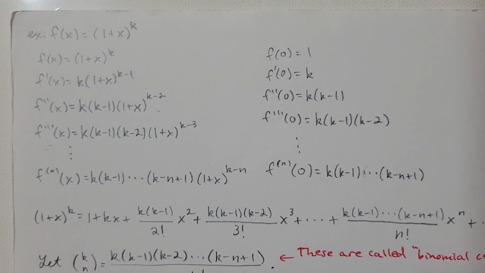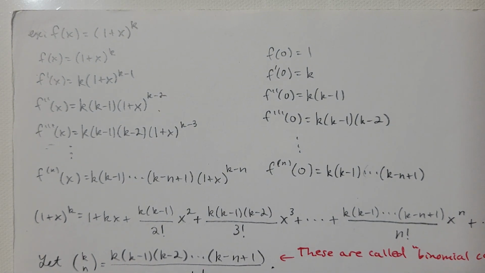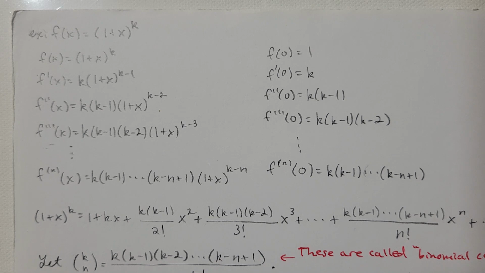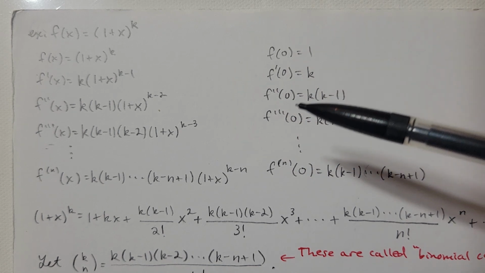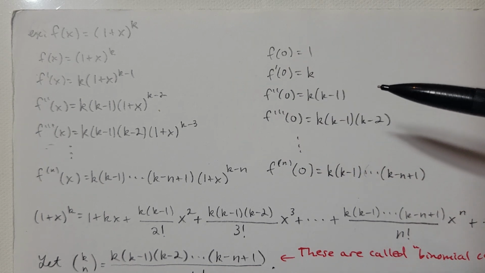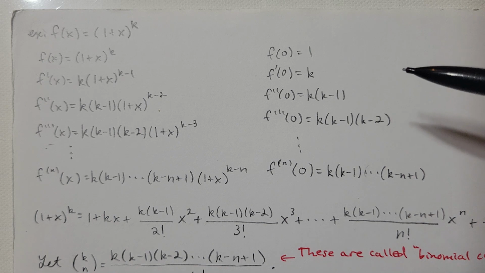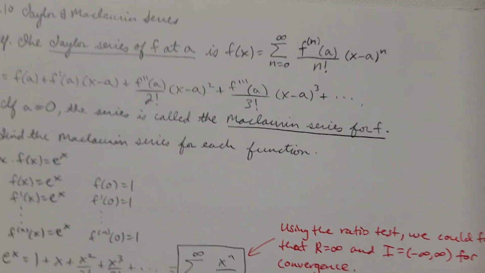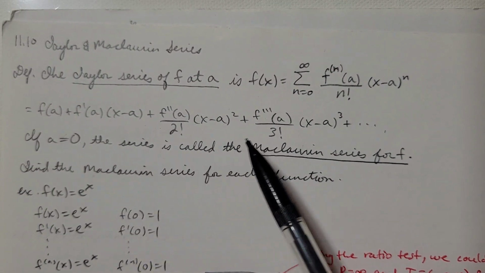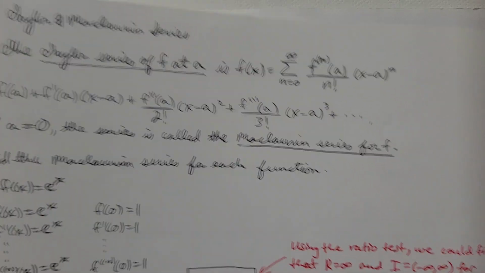Here's another one. So what if we had f of x equals 1 plus x to the k power? Okay. I want to find the Maclaurin series for that. So I've got to know the derivatives, and then also when I plug 0 into the derivatives, okay, because that's involved in the formula. Again, a is 0 here for when you have a Maclaurin series.